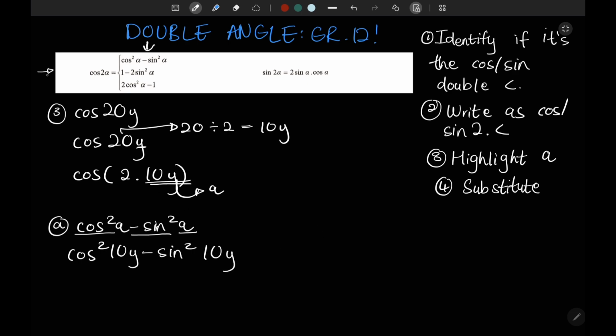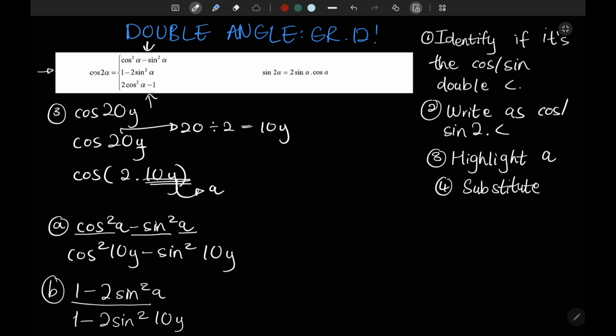So let's try the second option here. Let's write it as B, which is 1 minus 2 sine squared alpha. How do we solve this? We write 1 minus 2 sine squared, what is your alpha? 10y.